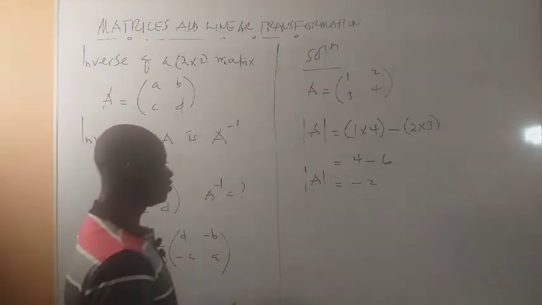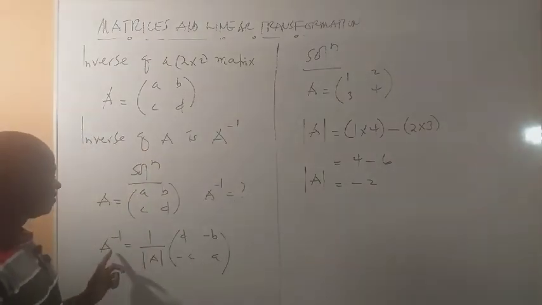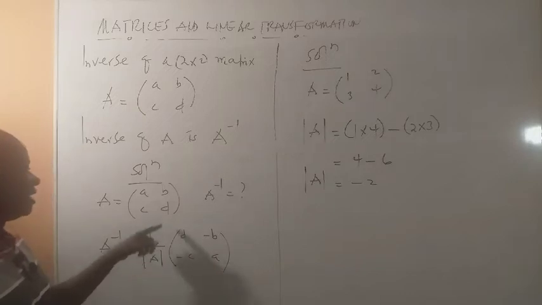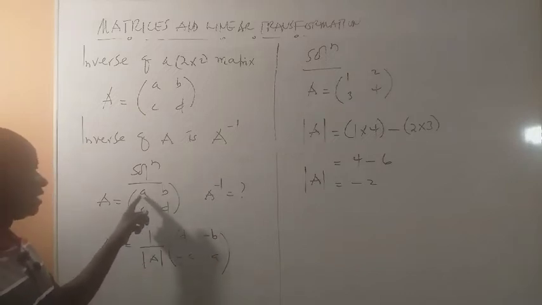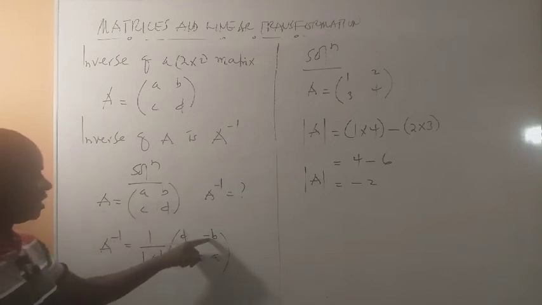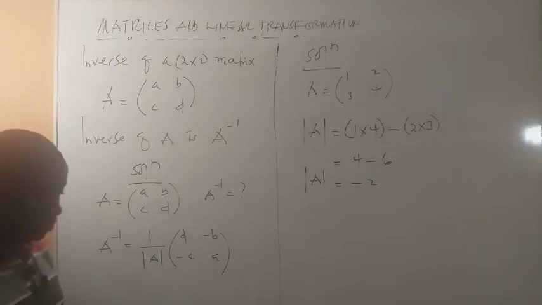So now, don't forget that before you find the inverse of a matrix, you need to find the determinant, because you can see that the inverse of A is the same as 1 over the determinant of A. Then the D now takes the position of the A, then the A takes the position of the D. So you can see that D is here, then A is here. Then you negate the second element, then you negate the third element, then you simplify. Whatever you are getting is the inverse.